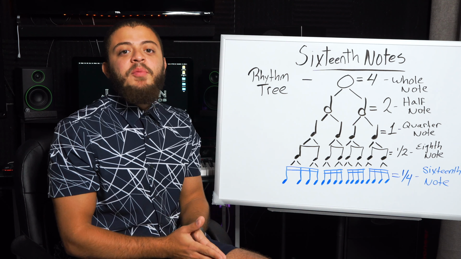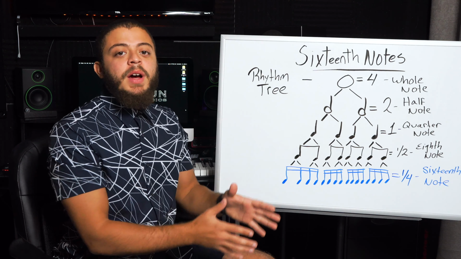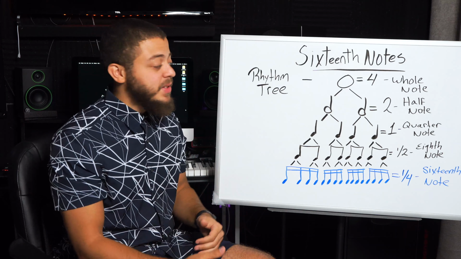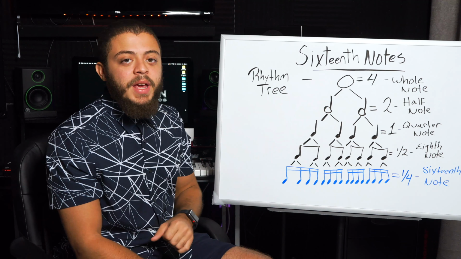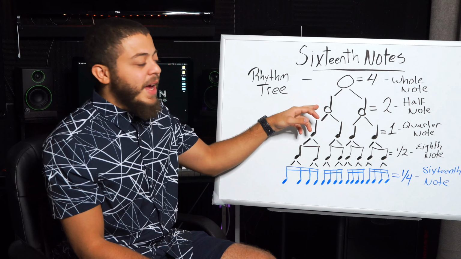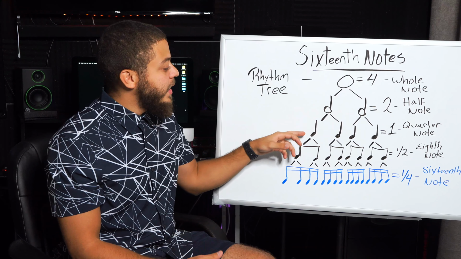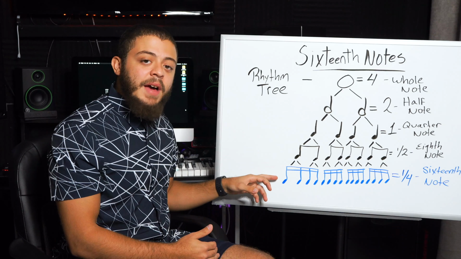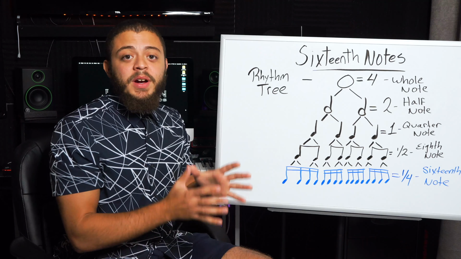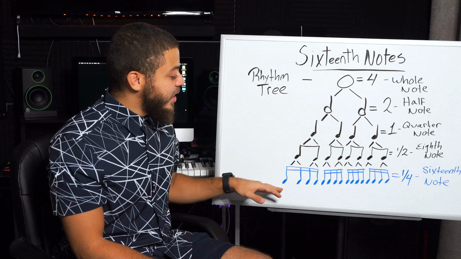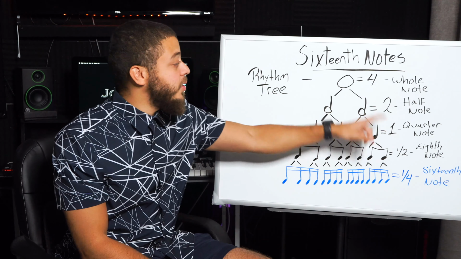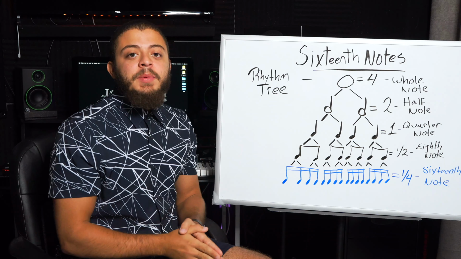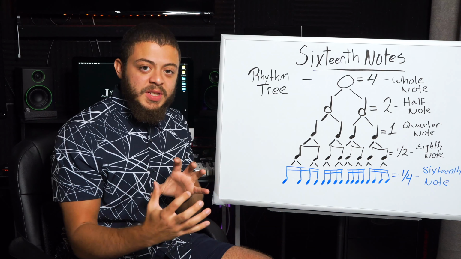On the board I have written the rhythm tree, and the reason why I'm going to show you the rhythm tree right now is so you know how the 16th note gets its name. Right at the top we have a whole note, below that it breaks down to a half note, then we have quarter notes, eighth notes, and then finally we have the 16th notes. Now the reason why they're called 16th notes is because there are 16 16th notes in order to complete a whole note. For the purpose of this video, I'm going to be using one beat worth of 16th notes.